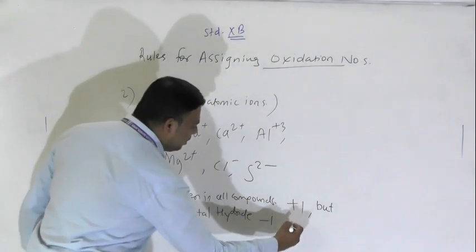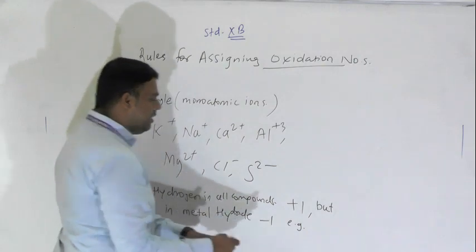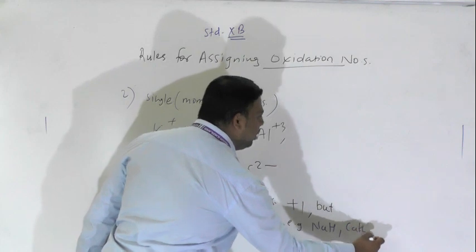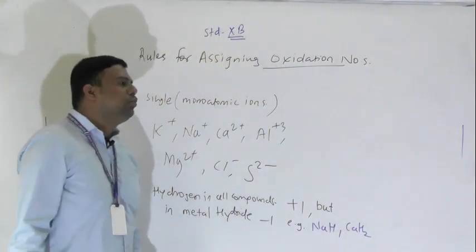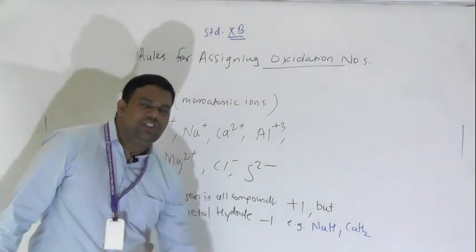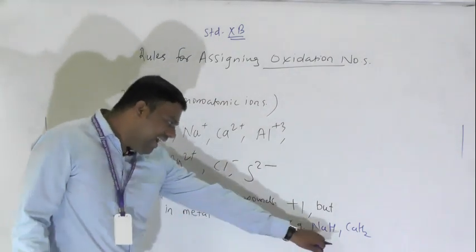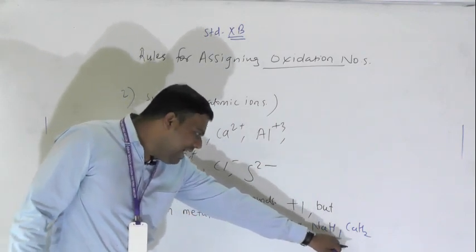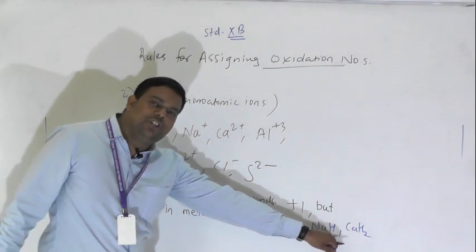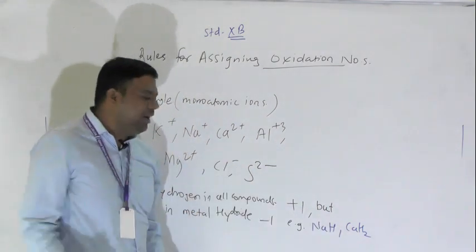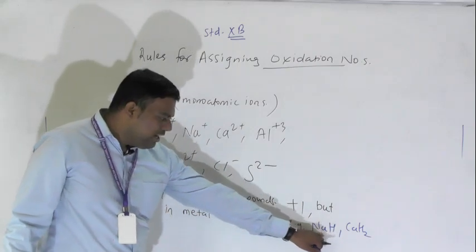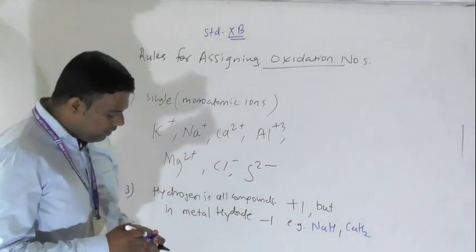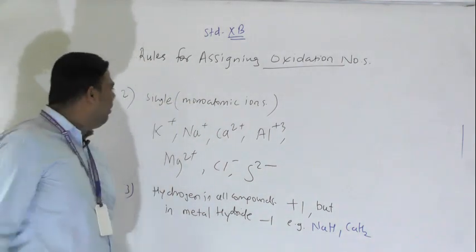For example, NaH and CaH2: sodium hydride and calcium hydride. Here the metal is positive, and as you know, hydrogen can act as both a metal and a non-metal. So the metal is +1, and hydrogen becomes -1.